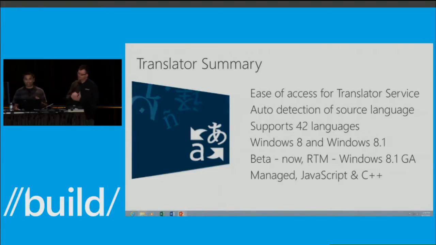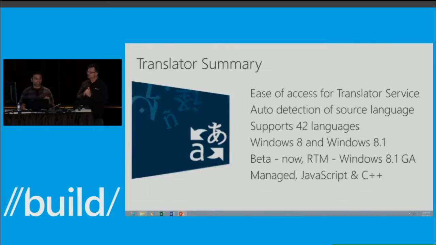And for the translator, basically, it is built on top of the translator API that you guys must already be familiar with. It's been out there for quite a while. But this makes life easy to add the translation capability into your app with a minimal amount of code or zero code, literally. So that's the ease of access that we provide. It supports auto detection of source languages, and it is available in 42 languages. Like OCR, it works with both Windows 8 and Windows 8.1, but it supports more than OCR. So it supports managed, JavaScript, and C++.